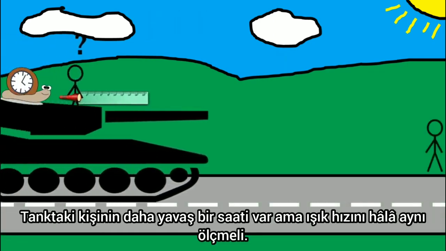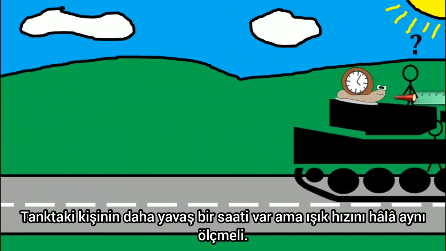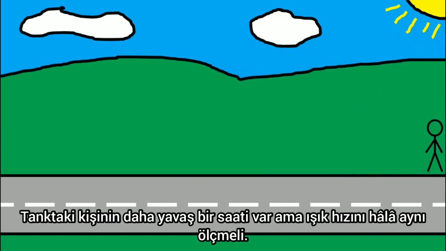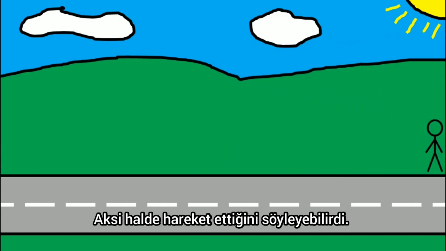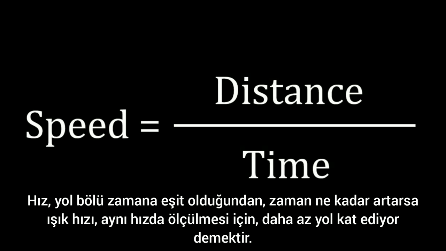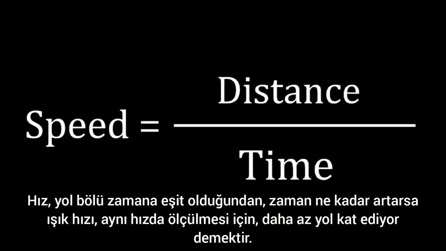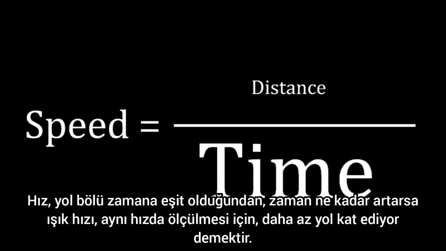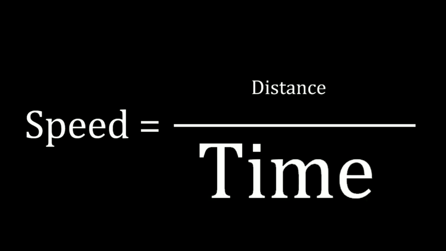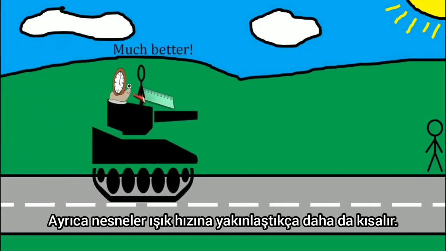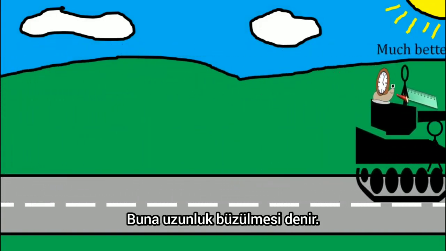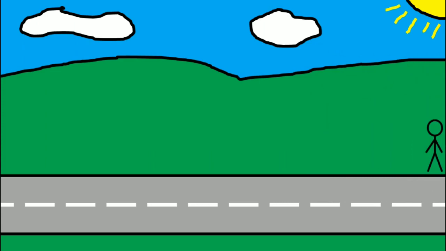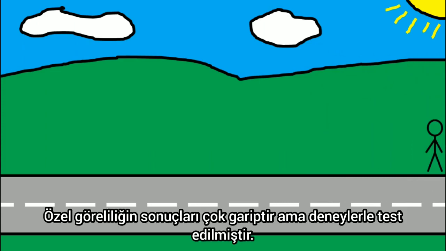The person on board our tank has a slower clock, but he still has to measure the speed of light to be the same. Otherwise he could tell that he was moving. Since speed equals distance divided by time, a longer time taken must also mean a shorter distance for the light to travel to measure the same speed. So objects also become shorter as they approach light speed. This is called length contraction. The consequences of special relativity are very strange, but they have been tested by experiment.